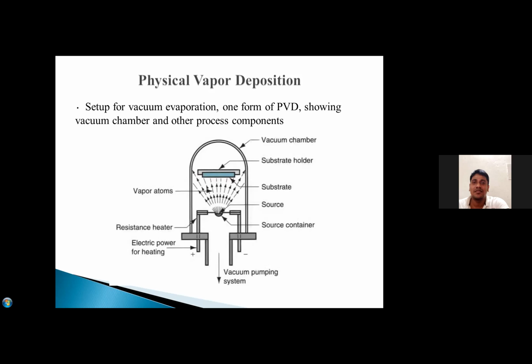In this figure, a closely compact vacuum chamber is shown here, and all air is drawn out by a vacuum pump. Here, a source and a substrate are used, and the melting particles which come from the source are coated onto the substrate. The source container is heated by a resistance heater, and this heater is connected to electric power for heating.